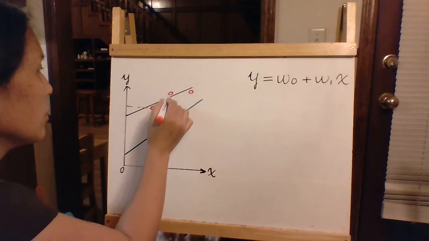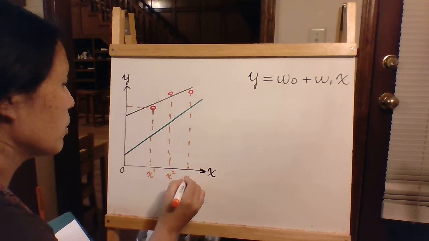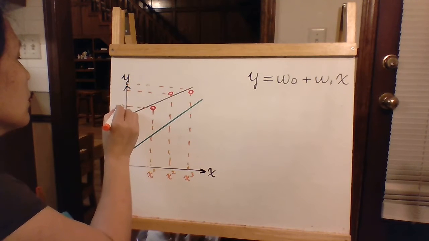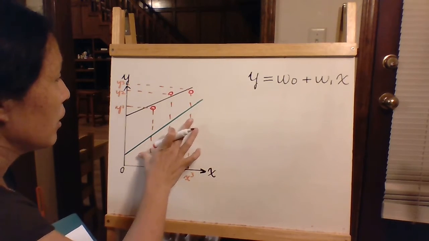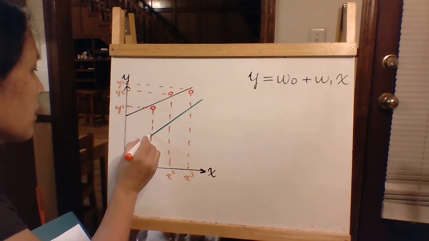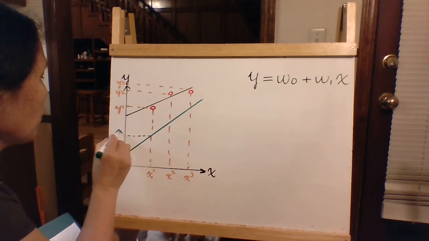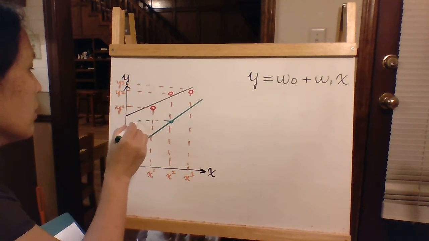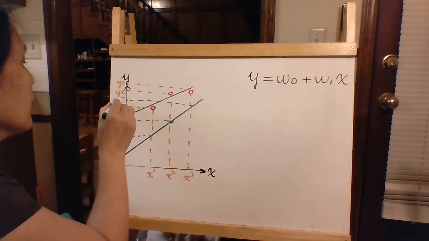Well, for each x1, x2, x3, it has its actual y values of y1, y2, and y3. And if we had a prediction, something like this, we have the corresponding predicted values: y hat 1, y hat 2, and y hat 3.